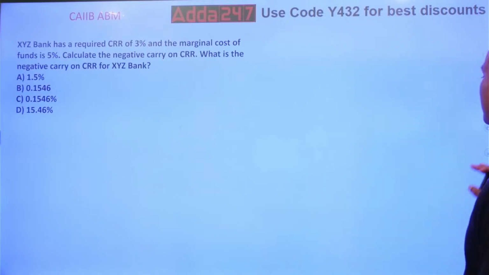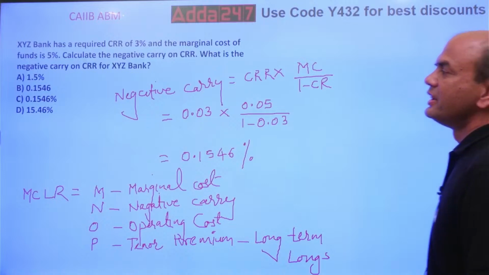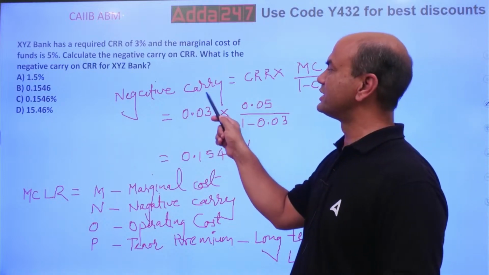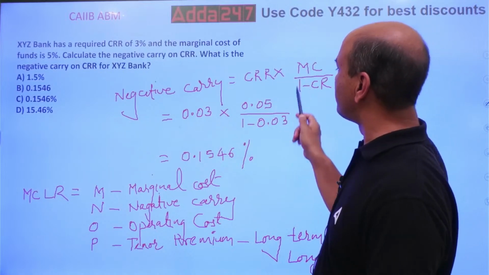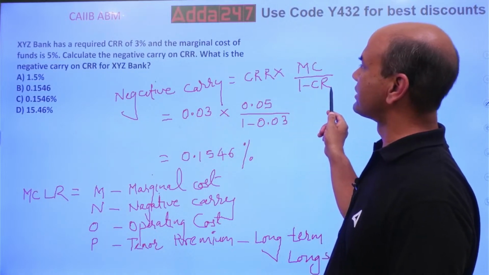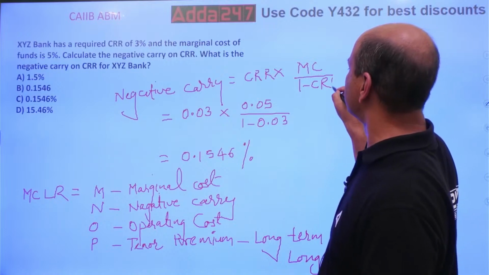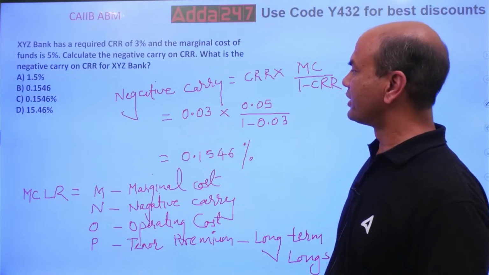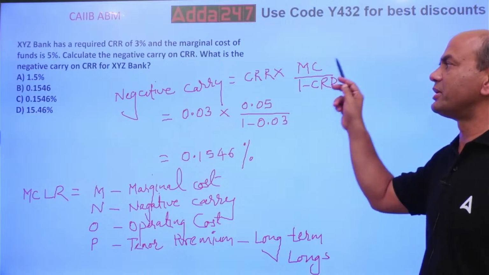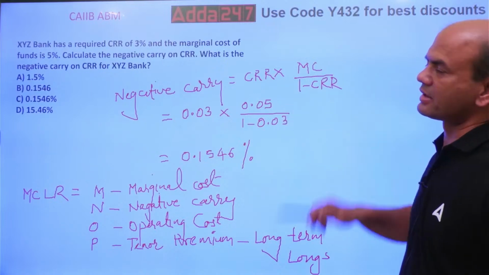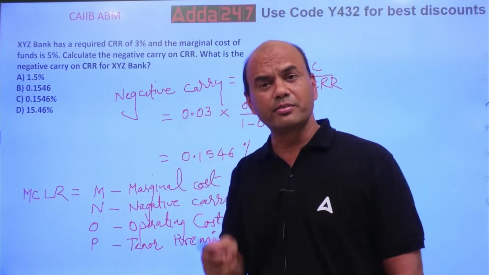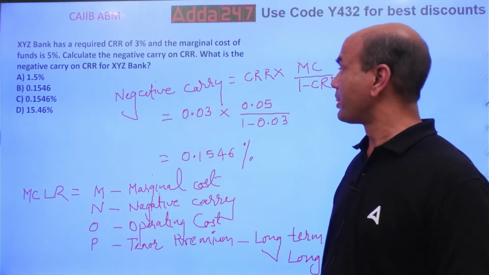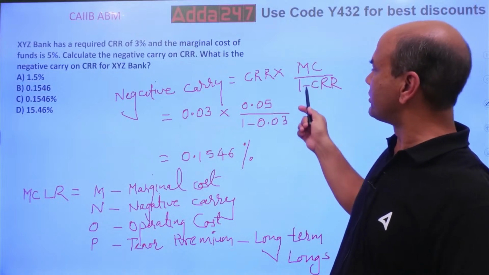Look at this. I have solved this. I know it's very difficult. Negative carry on CRR is always equal to CRR multiplied by marginal cost, upon 1 minus CRR. So CRR multiplied by marginal cost upon 1 minus CRR. This is the formula for negative carry. Mind it, learn it by heart. CRR into marginal cost upon 1 minus CRR.